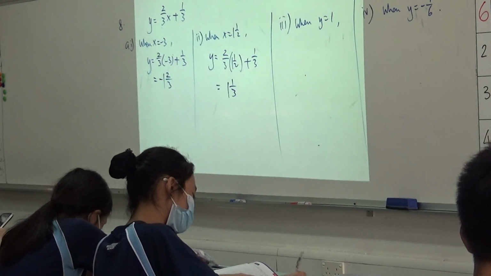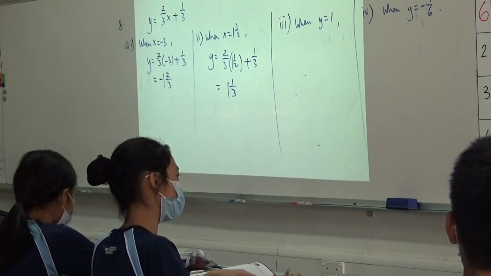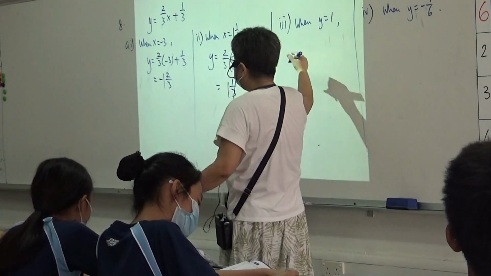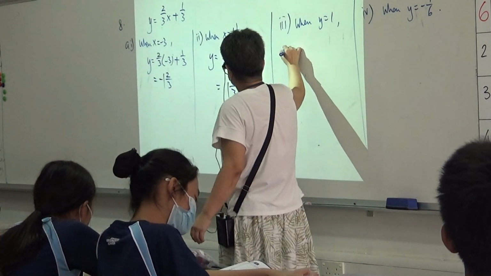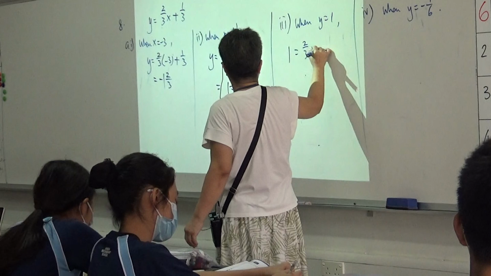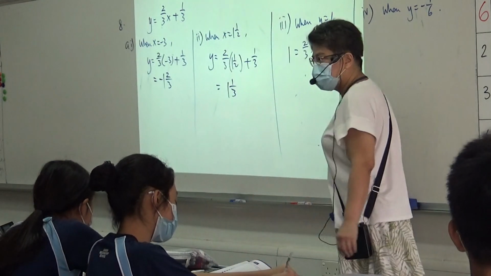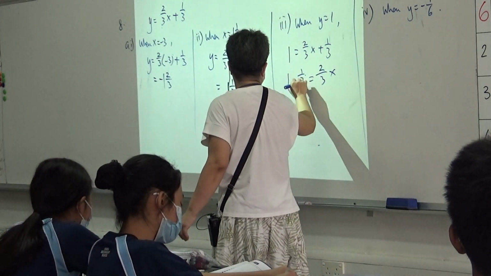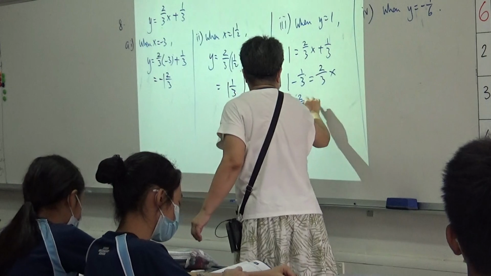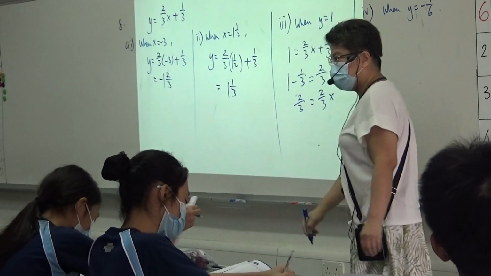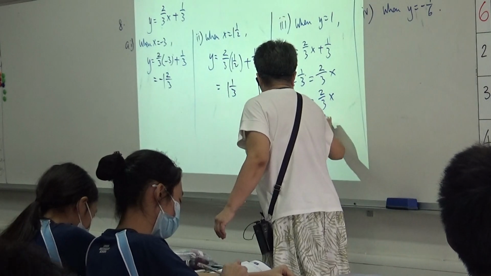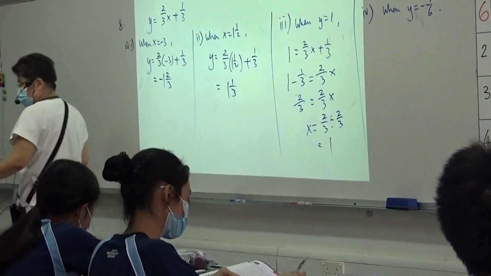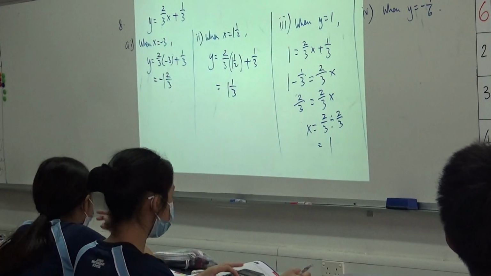Can you tell me what's the difference? They give you what? Y, ask you to find X. Okay. So, when Y is what? All of you look up. 1 will be 2/3 X plus 1/3, right? So, 2/3 X equals to 1 minus 1/3. 2/3 equals to 2/3 X, right? So what's my X? 2/3 divided by 2/3, right? Answer is what? 1. You can see straight 1, put 1 over there. Can you see the answer is 1?